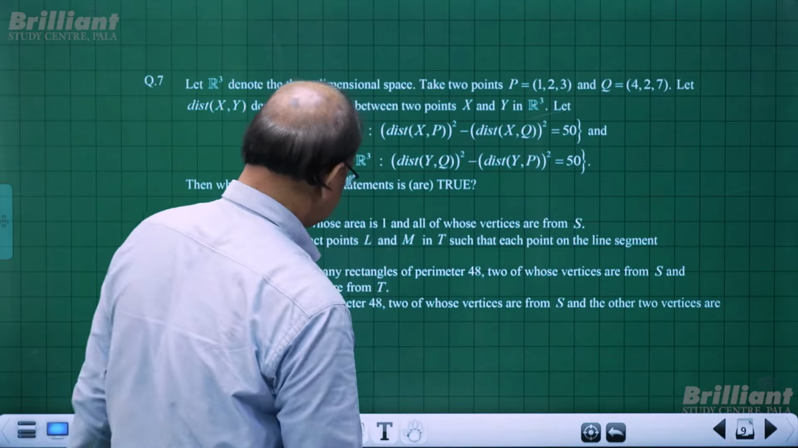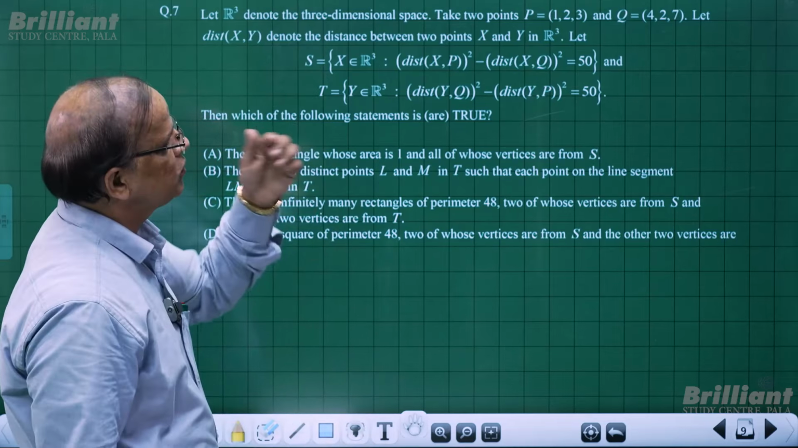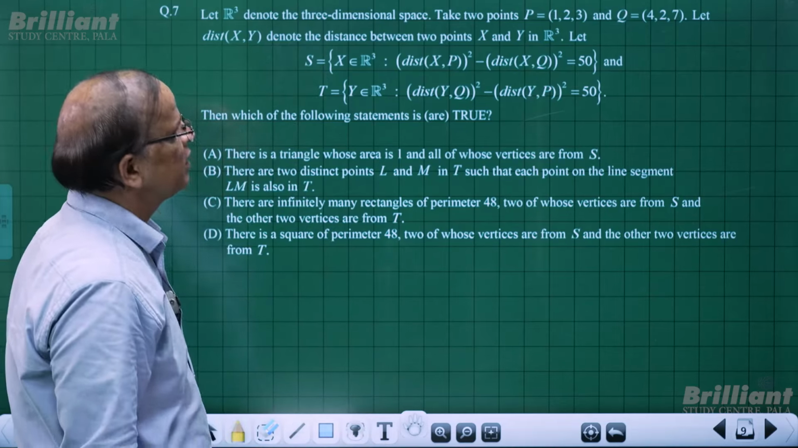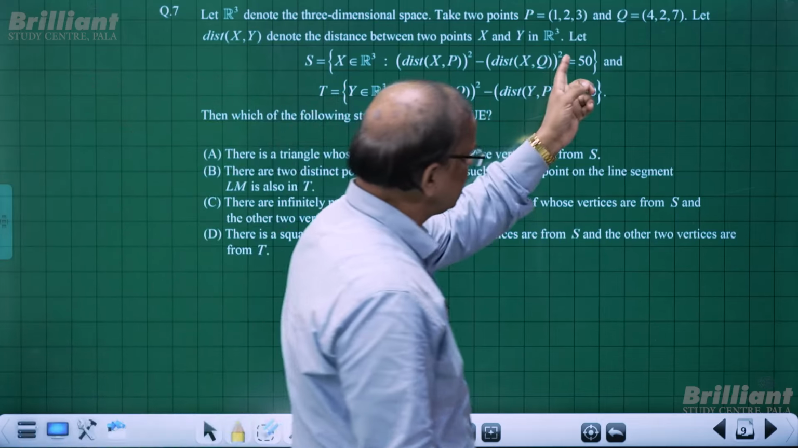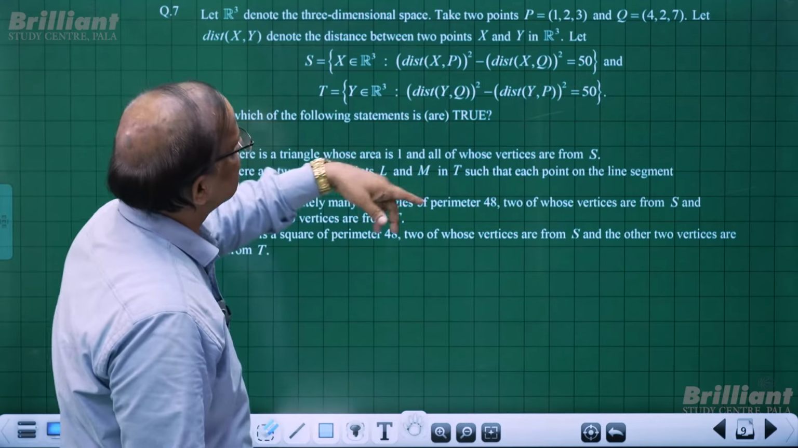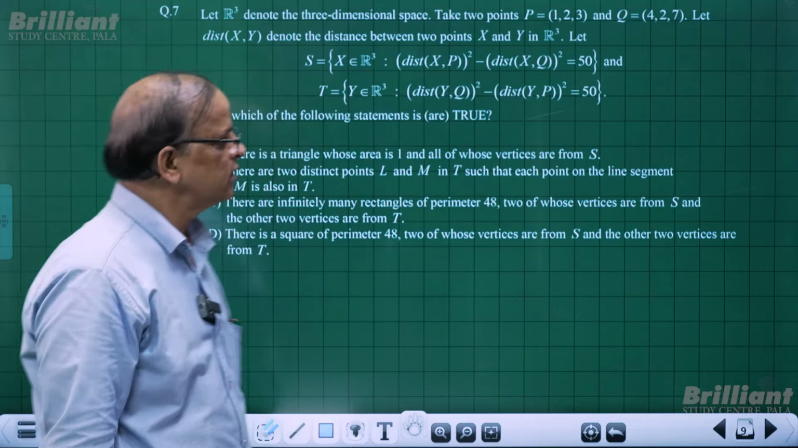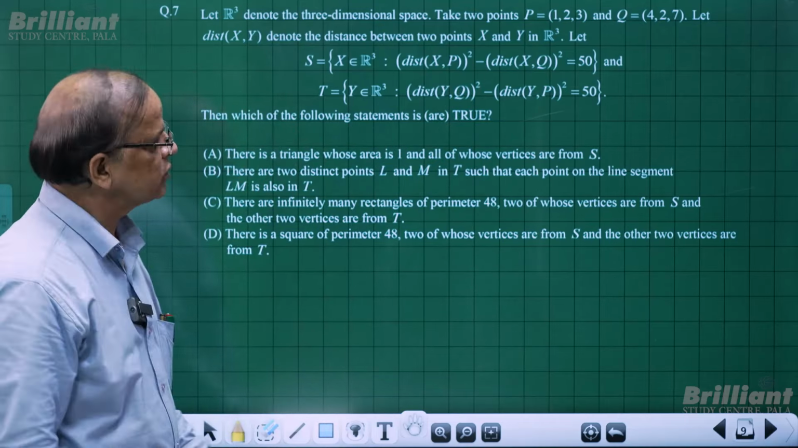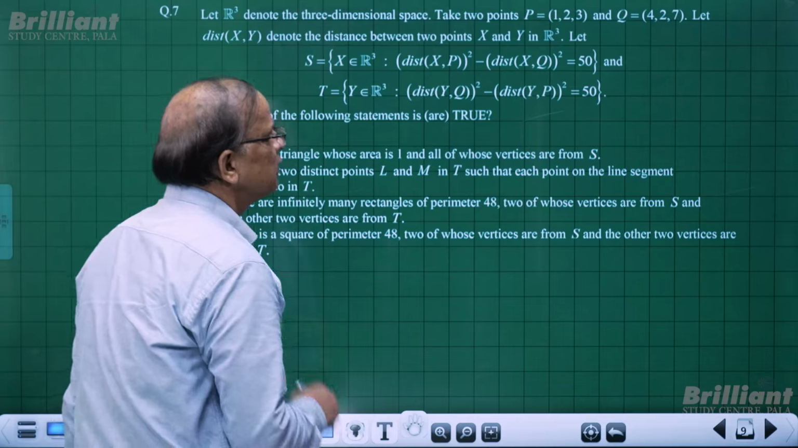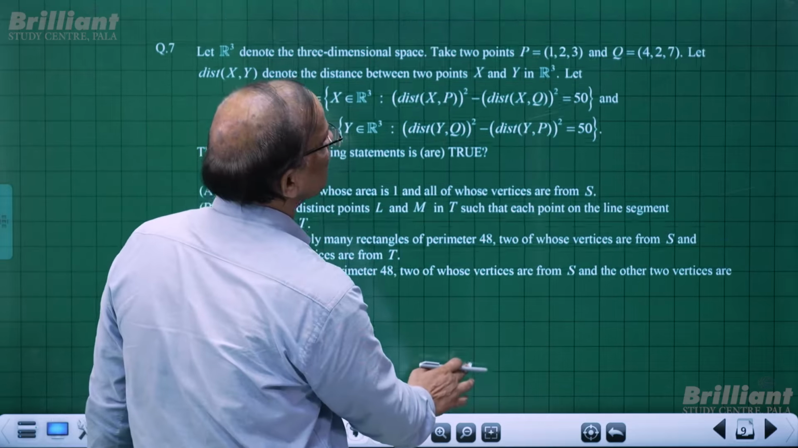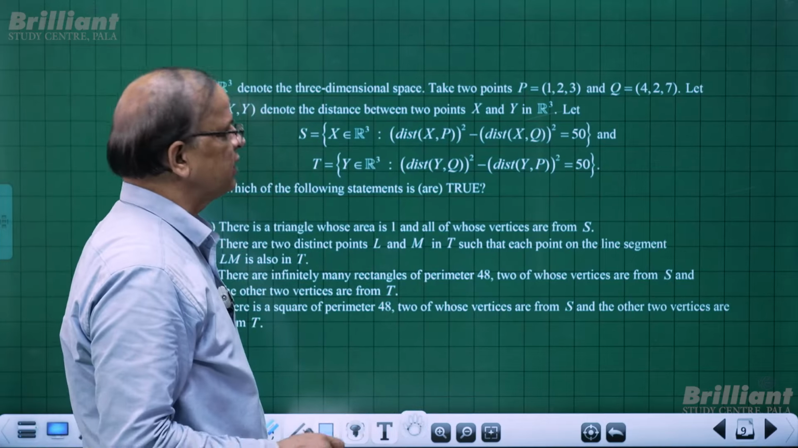Now this is the next question: P is (1, 2, 3) and Q is (4, 2, 7), and distance(x, y) denotes the distance between the points x and y in 3-dimensional geometry. S is given like this and T is given like this. Then which of the following is true? This is the question. Okay, therefore I will put it down here because the shading is coming.